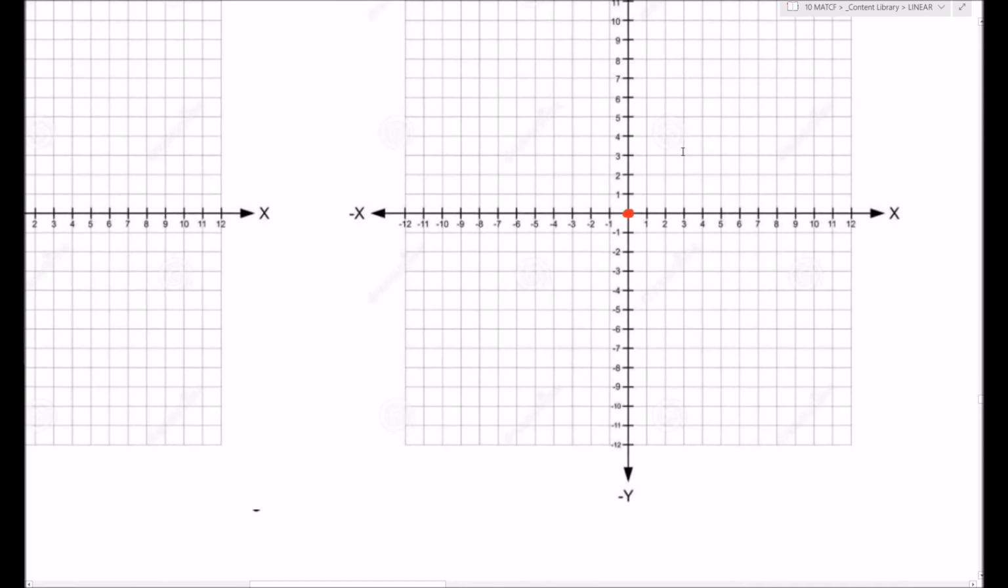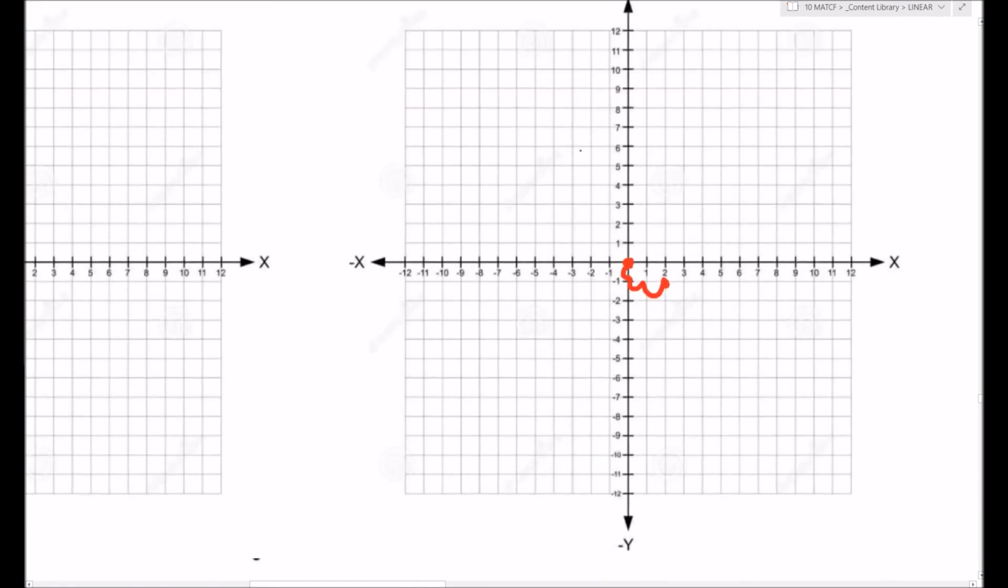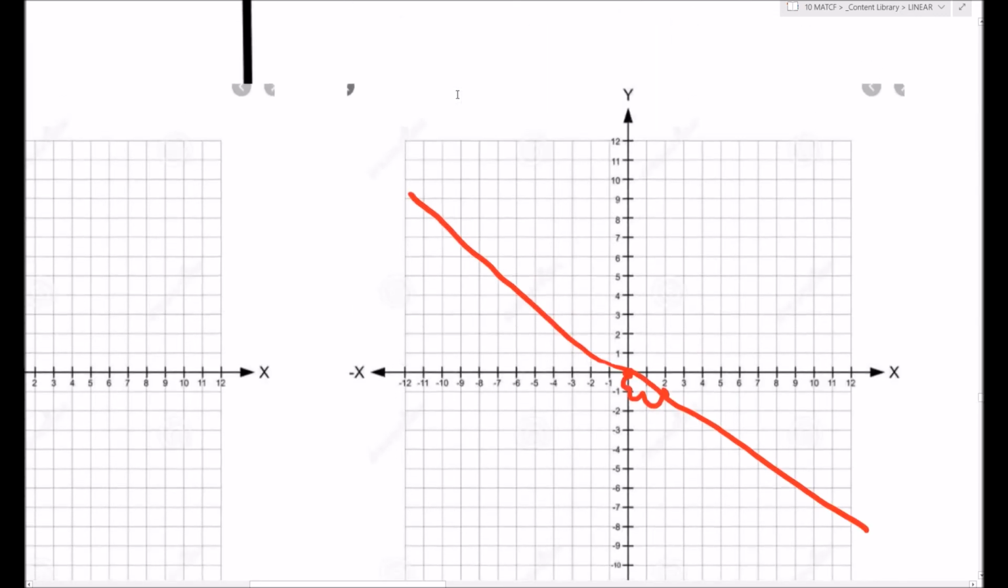So if we start at the y-intercept, since it's a negative gradient, we go down, and then we go 2 spots to the right. So it's rise over run, negative 1 over 2. And then you just draw your line from there. Hopefully I can draw this one straight. There. And there. Okay, so there's my line for that formula.